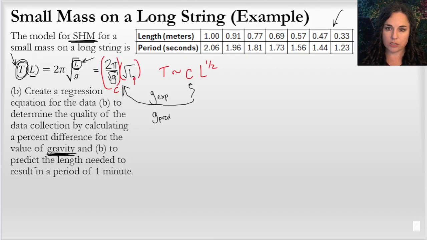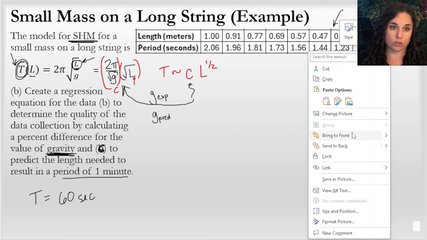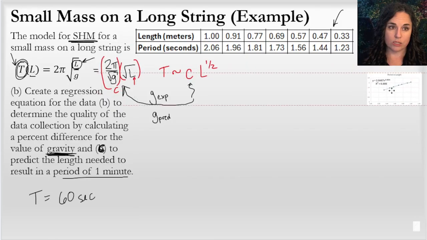And it also says part C, this isn't part B, part C, to predict the length needed to result in a period of 1 minute. So we want T to equal 1 minute, which I'm right away going to say is 60 seconds. My data is given in seconds, so I'm just going to convert it to seconds. So I did this calculation, this regression, in Excel first. That's the first place I did this regression.